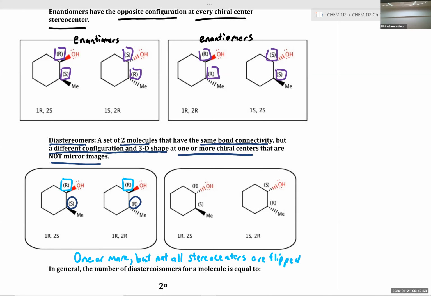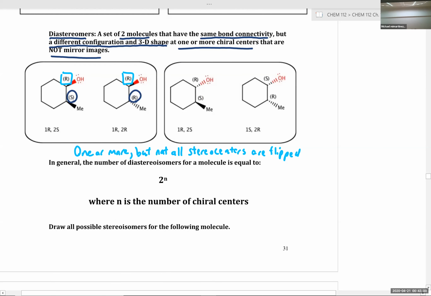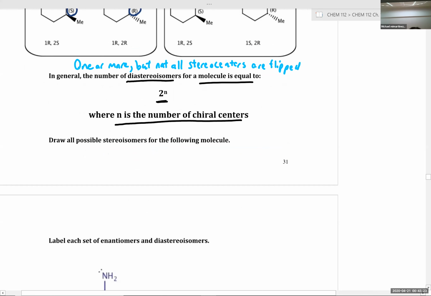Now, there's a nice little rule to help limit the amount of structures you have to draw. Since when I tell you to draw all diastereomers, we can limit the amount of stereoisomers we have to draw. The number of stereoisomers for a molecule is equal to 2 to the n, where n is the number of chiral centers. So let's apply this rule, and let's apply this to the following example.